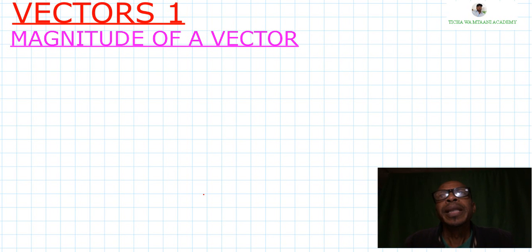In this lesson, we are going to look at the magnitude of a vector. It's a very short lesson, but very important. We will be looking at magnitude of vectors in various questions involving vectors, and therefore it is good to understand how to get the magnitude of a vector. Magnitude is actually the size of the vector.